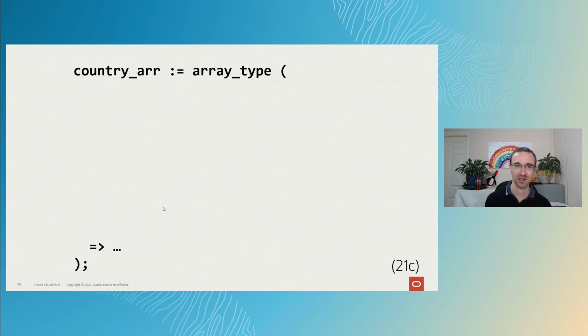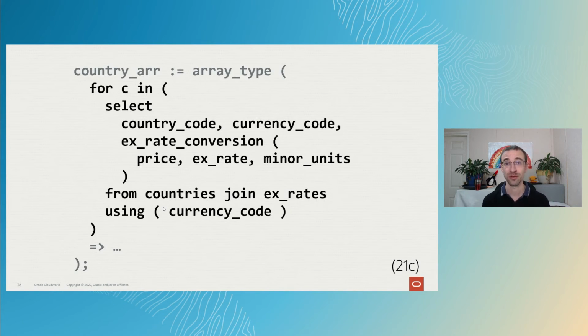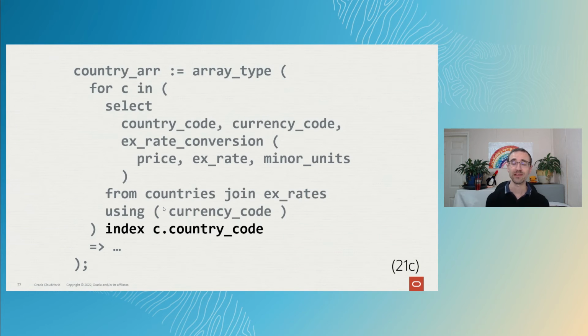Well, we say whatever our type is, we have our for loop, which runs the query, and we're going to use a column from that query as the index, the country codes. So instead of multiple executions, processing one row at a time, we'll have one execution which gets all the data. Pretty neat. Okay, so that's addressed the biggest performance issue we had here.